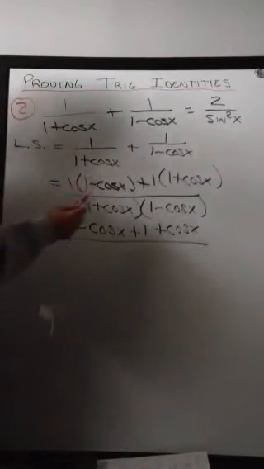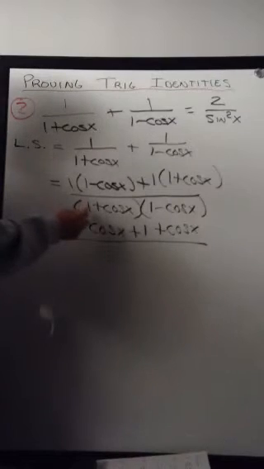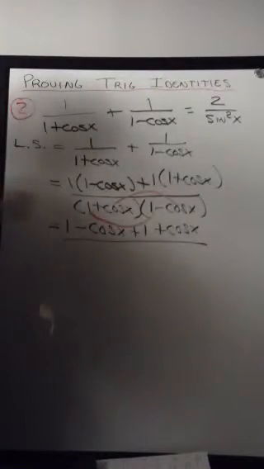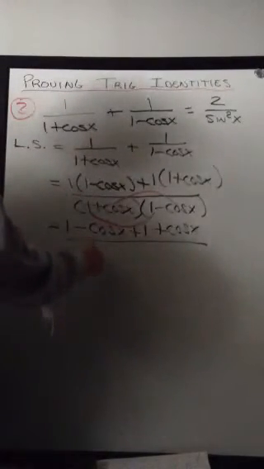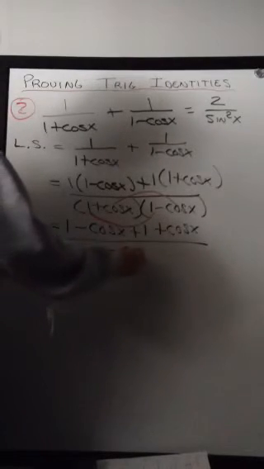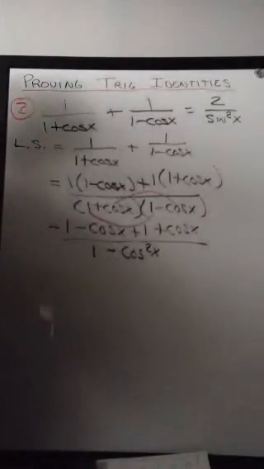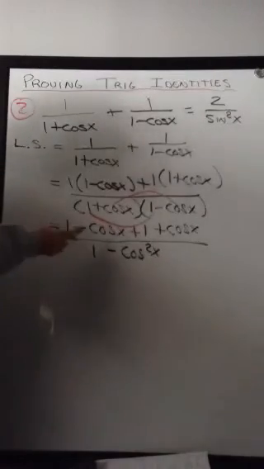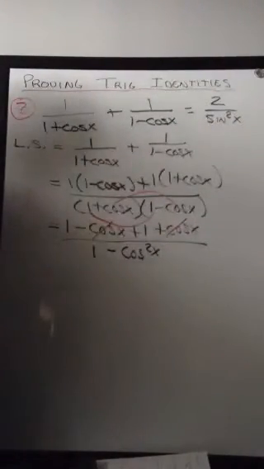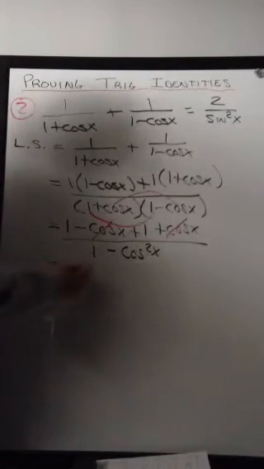And what you saw when you learned this in grade 10 is that all you're left with is the product of these two terms minus the product of those. So when you do that, 1 times 1 is 1. A positive cos x times a minus cos x gives you minus cos squared x. Okay, on top, I have a minus cos x and a plus cos x. They wipe each other out. Then 1 plus 1 is 2.